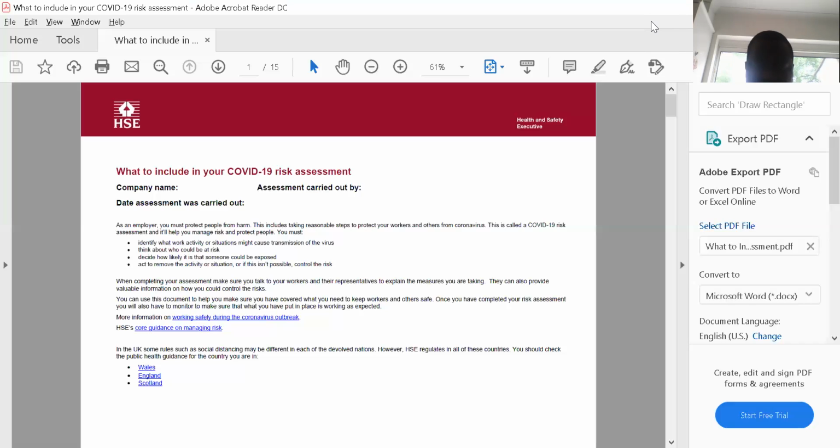Heading level 1, what to include. Heading level 2, company name, COVID assessment. Heading level 2, date assessment. As an employer, you must protect people from harm. This includes taking reasonable steps to protect your workers and others from coronavirus. What I quite like is that it's reinforcing the fact that as an employer you must protect people from harm. And it says it includes taking reasonable steps to protect your employees and others from the risk of coronavirus, obviously COVID-19. I might have paraphrased there because I need to remember quite a lot in that sentence.